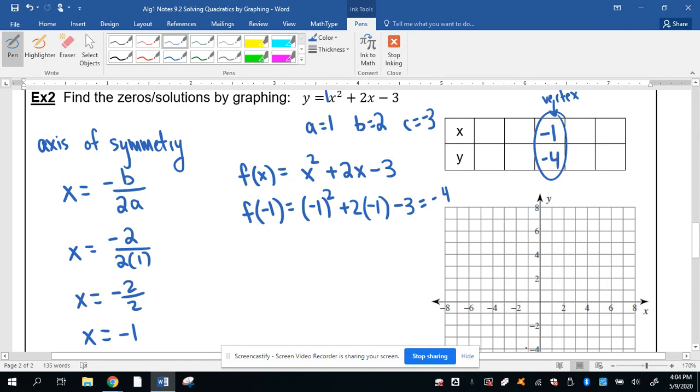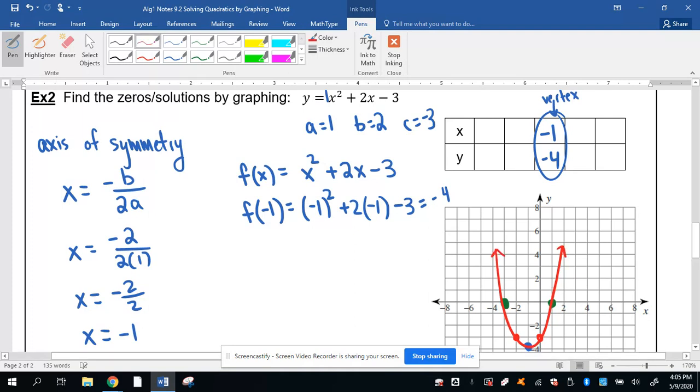Let's go ahead and plot that point: negative 1, negative 4. Now, we know our A value is positive 1, so we are going to graph it by starting at the vertex, go over 1, up 1, over 1, up 1, and then go back to your vertex and go over 2, up 1, 2, 3, 4. Go back to the vertex, over 2 to the left, up 1, 2, 3, 4. That's all you have to graph, just 5 points. That'll be Delta Math, and then connect them.